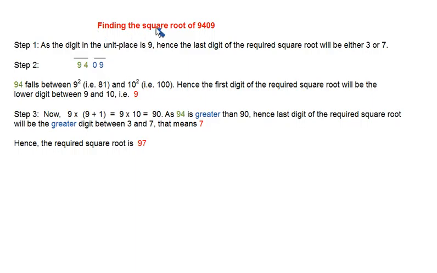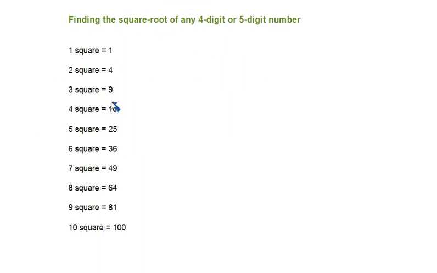Let's find out the square root of 9409. Step 1. As the digit in the unit place is 9, hence the last digit of the required square root will be either 3 or 7. How do we know? If you see, this 9 is appearing here and 9 is appearing here. So either 3 square is 9 or 7 square is 9.